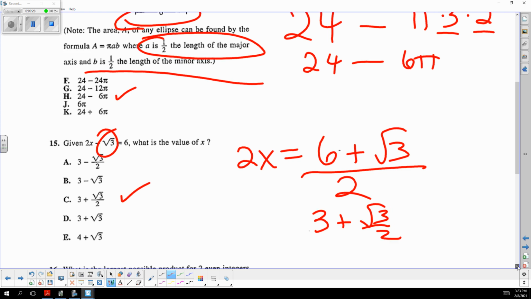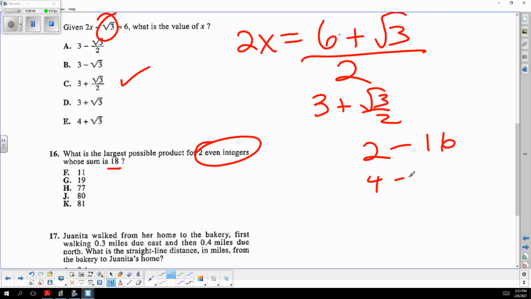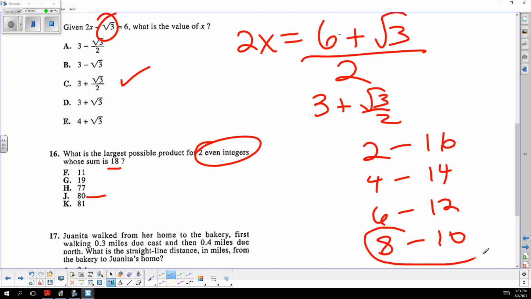16 makes me mad. When you want the largest product out of a sum, you want the closest numbers possible. Now, it's supposed to be even integers that add up to 18, so we could do them all and see. So 2 and 16 make 18, 4 and 14 make 18, but the closest is going to be the largest product. You see, the product goes up as we walk it. So the answer is 8 times 10.